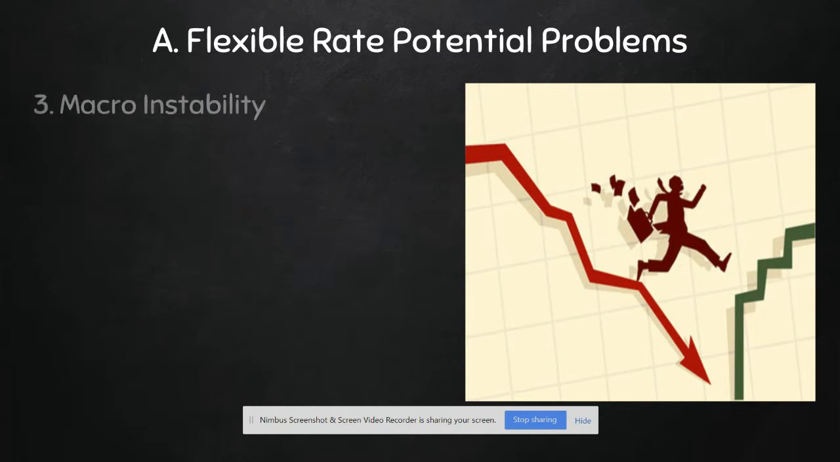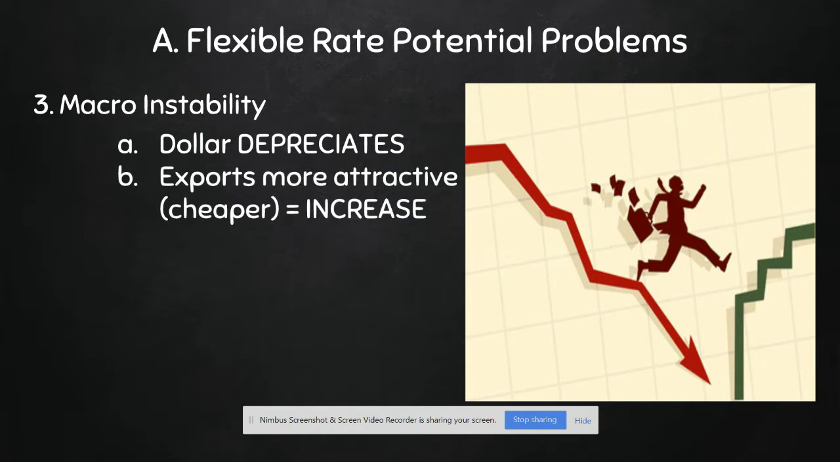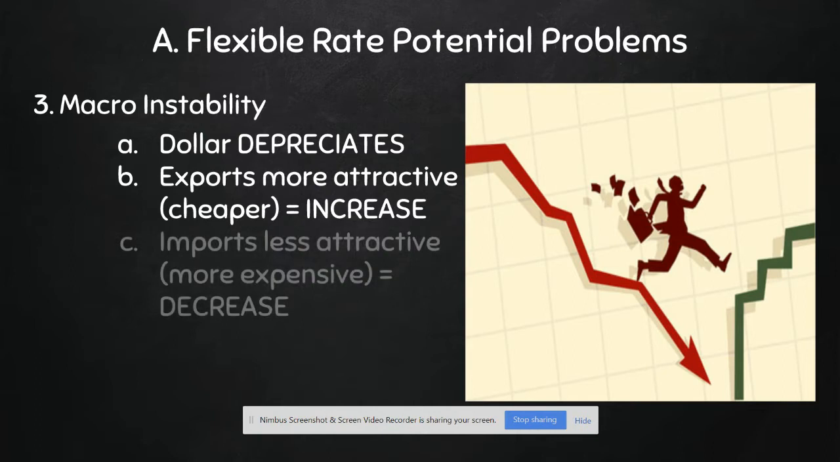All right. The last one is simply it can harm your economy as a whole, or macro instability. If the dollar depreciates because of foreign interactions, then my exports are more attractive. Right? They look cheaper on the international marketplace, and so people demand more of my exports, so my exports increase.